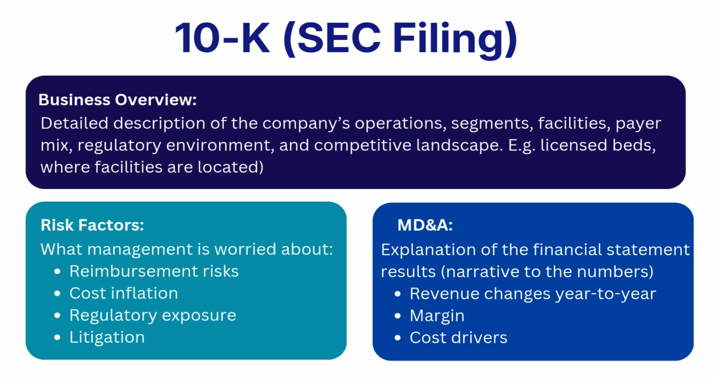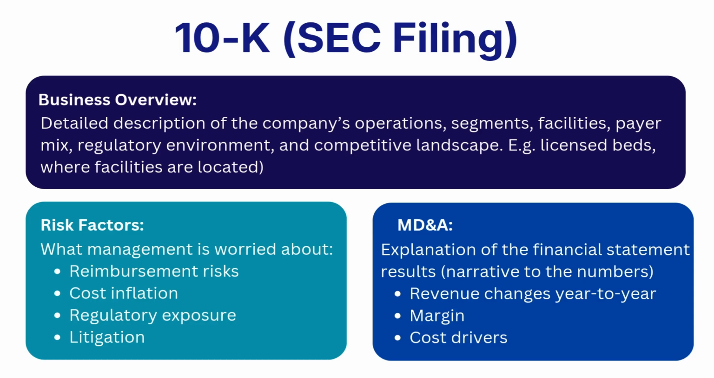We have the business overview, which is a detailed description of the company's operations, business segments, facilities, payer mix breakdown, regulatory environment, and competitive landscape. For a health system, this might include the number of licensed beds, outpatient visits, surgery volumes, and the revenue by segment. Then we have the risk factors, which are super helpful if you are doing due diligence or if you are building a pro forma, because it tells you exactly what management is concerned about: reimbursement risks, labor cost inflation, regulatory exposure, litigation, and things like that.